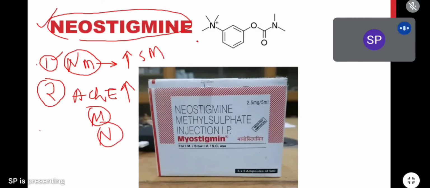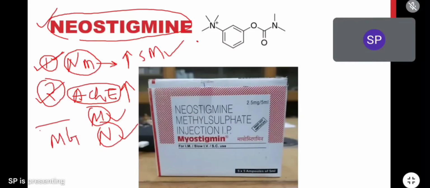Because of these two actions, number one, directly acting on the NM receptor and number two, inhibiting the acetylcholinesterase enzyme, it is increasing the actions of skeletal muscles and the actions of muscarinic and nicotinic receptors. Due to these two actions, it is preferred in myasthenia gravis. About myasthenia gravis, I'll explain later. So neostigmine is the preferred drug in myasthenia gravis because of these two important actions. Clear? Oral bioavailability is poor, but it is commonly advised in IV and IM form. Parenteral route is very commonly advised.